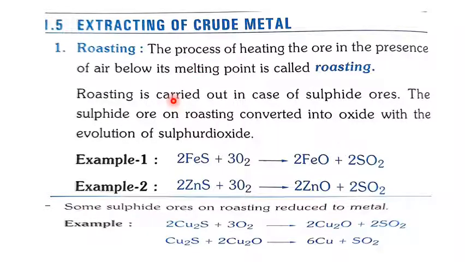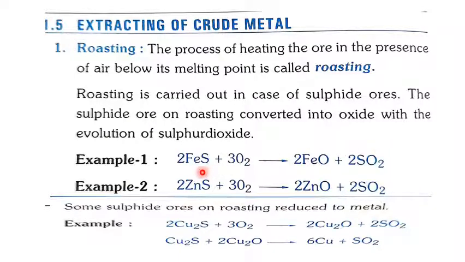Roasting is carried out in the case of sulfide ores. These are sulfide ores: iron sulfide, zinc sulfide. The sulfide ore on roasting is converted into oxide with the evolution of sulfur dioxide.